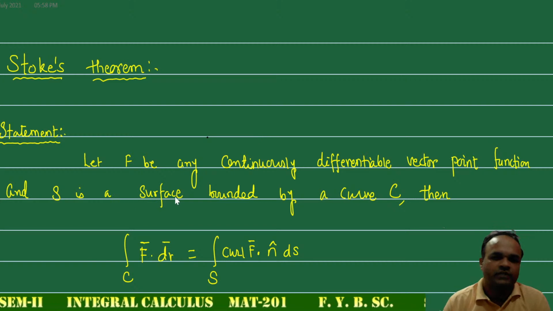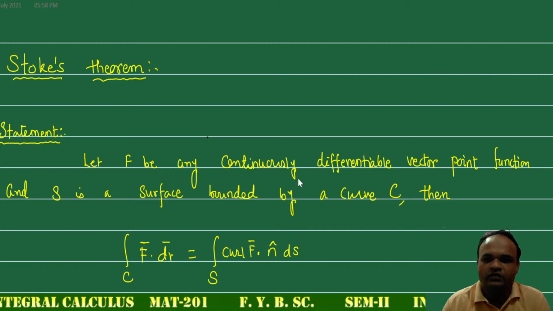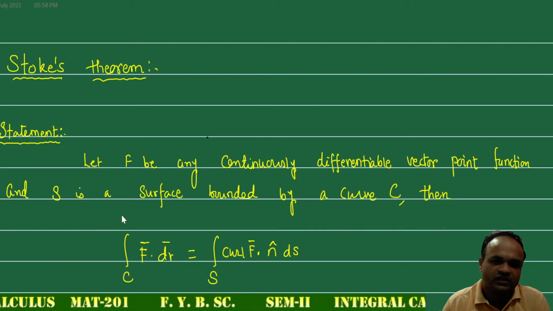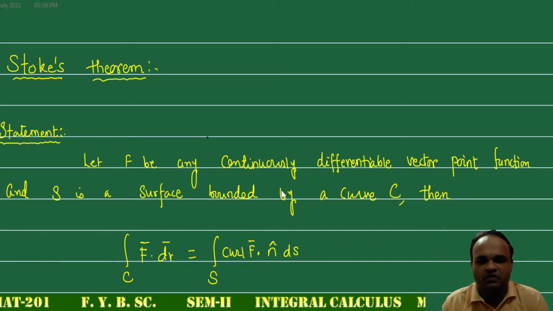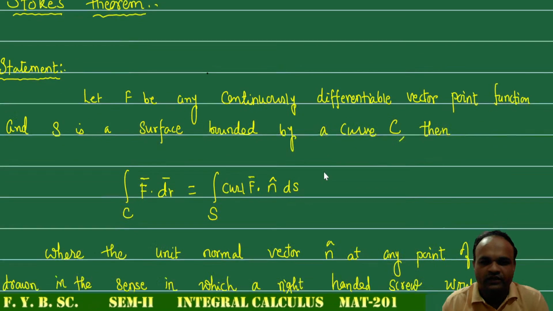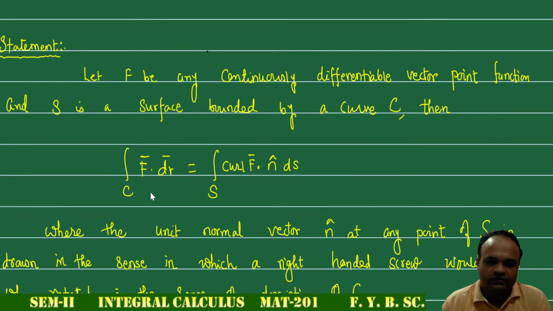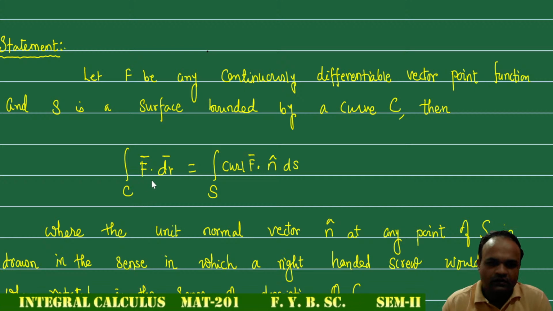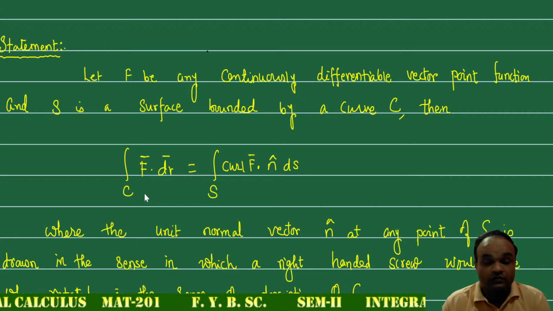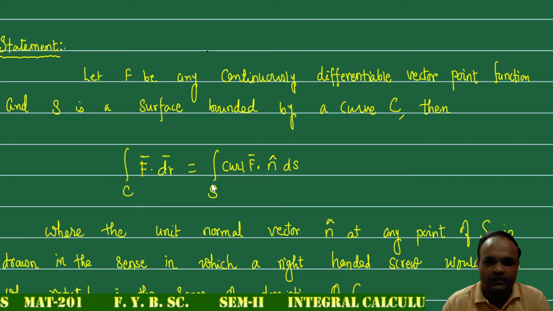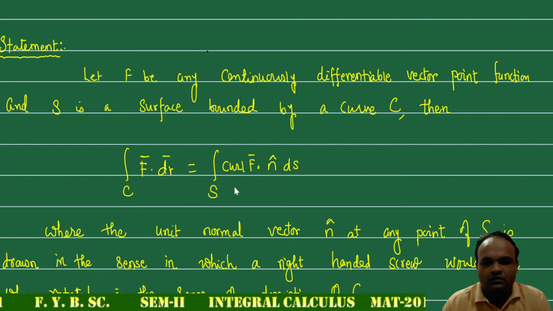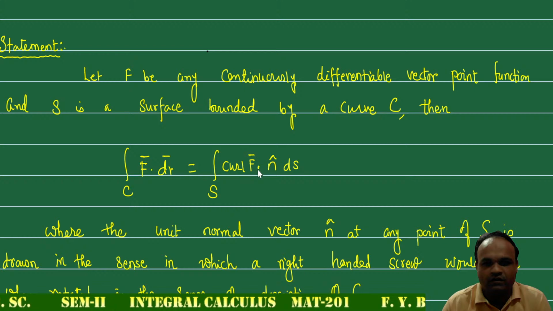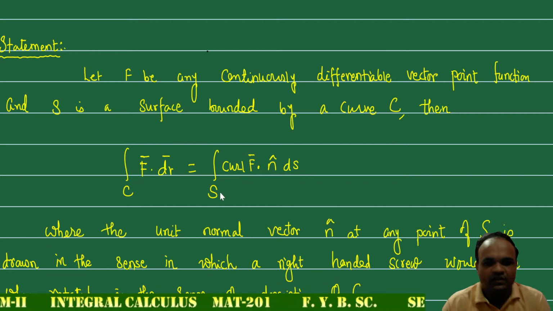Statement of Stokes theorem. So let F be any continuously differentiable vector point function and S is a surface bounded by a curve C. Then the line integral of F bar dot dr bar over the curve C is equal to the surface integral of curl of F bar dot n cap ds over the surface S.